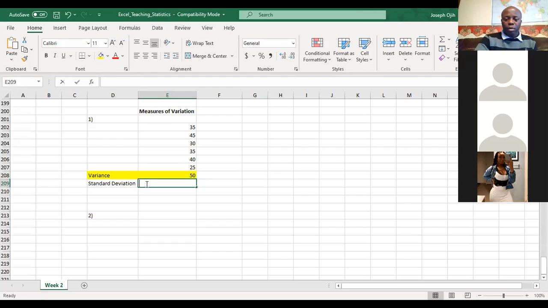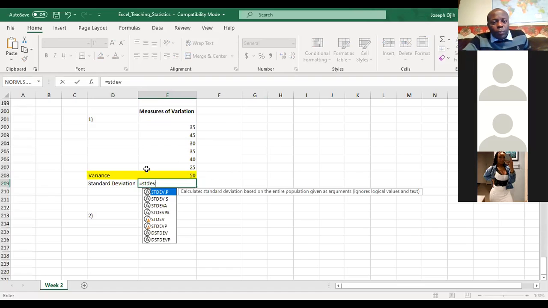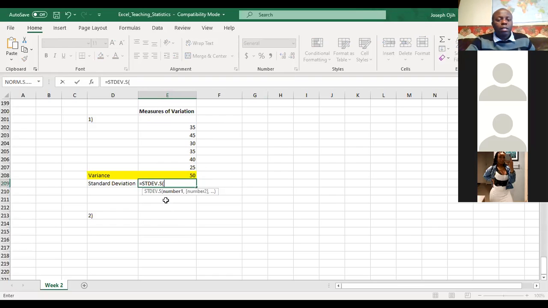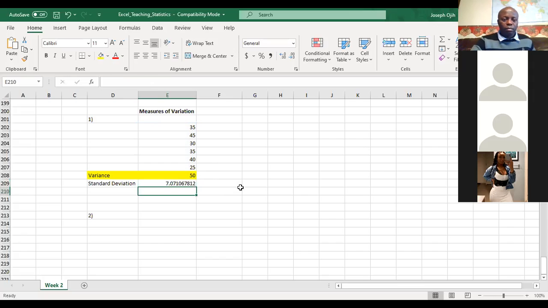Now standard deviation is equal to STDEV. Again, because you are dealing with a sample, you use the standard deviation for a sample, which is STDEV.S. Then highlight this, close the parenthesis, and press the enter key. See? 7.07. Now it has too many decimal places, which you can reduce from here. This one is increase, so decrease is this way. Any question for me?